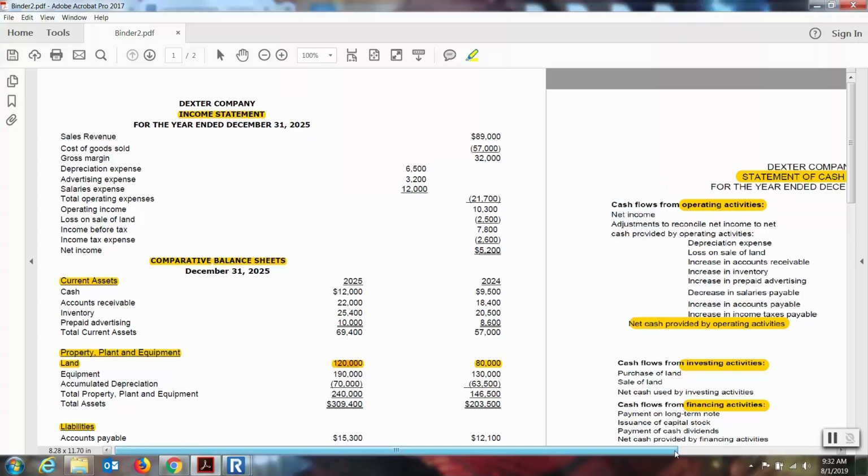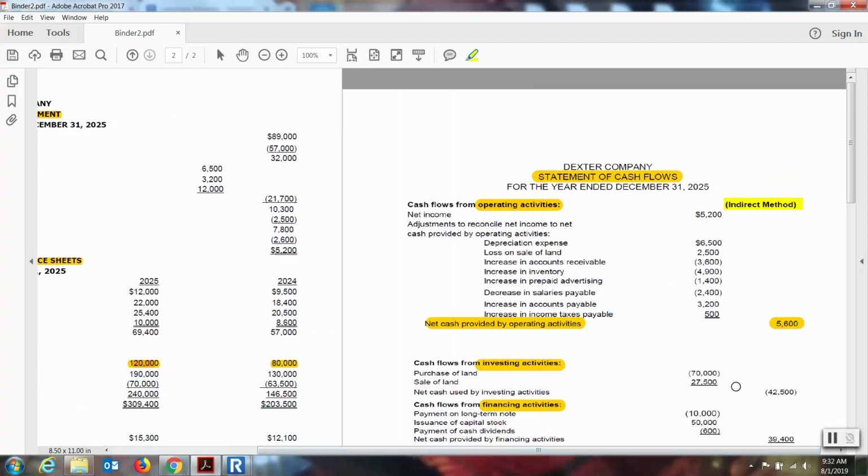Now let's record how that impacted the cash. So here we have a purchase of land, and this was for cash, $70,000. When they purchased it with cash, that is a subtraction. They spent or disbursed the cash. Sale of land: when they sold the land, they received cash. So this is a positive amount. We had to remove the land at $30,000 from our books, but only $27,500 was received. So this is the amount we are interested in right now.